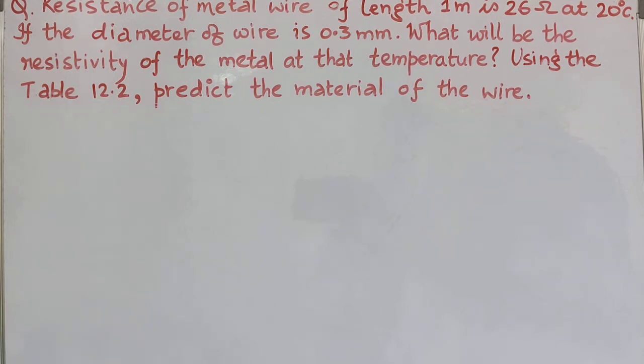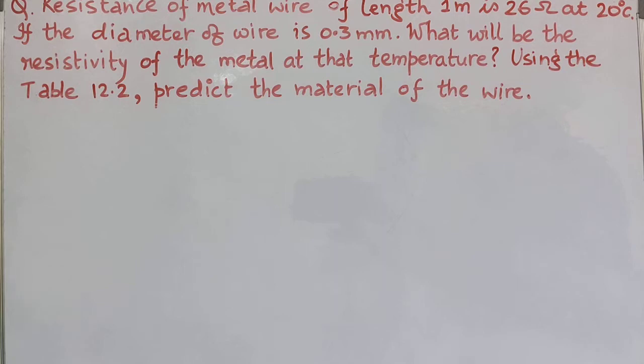Let's read the question first. The resistance of a metal wire of length 1 meter is 26 ohm at 20 degrees Celsius. If the diameter of the wire is 0.3 mm, what will be the resistivity of the metal at that temperature? Using table 12.2, predict the material of the wire. So in this question, what are we given? We are given resistance at a given temperature and we are given the diameter. We need to find the resistivity.